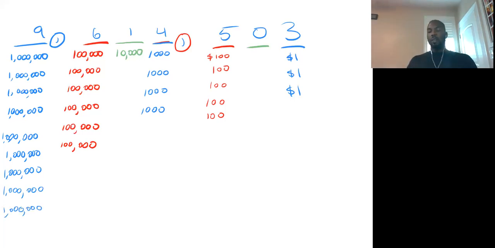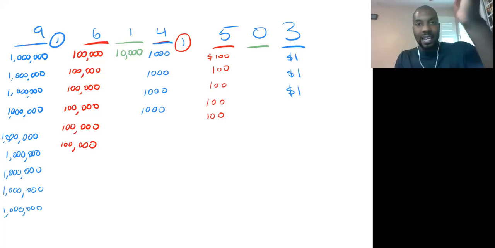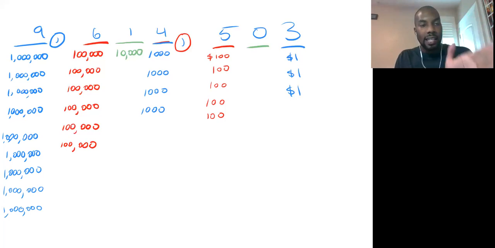So altogether, how do I say this number? It is 9,614,000, because I could add the 1 and the 4 together and make it 14. 9,614,503. All right. Hopefully that was helpful to you.